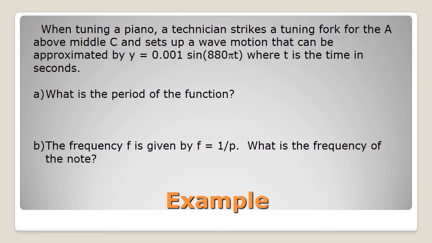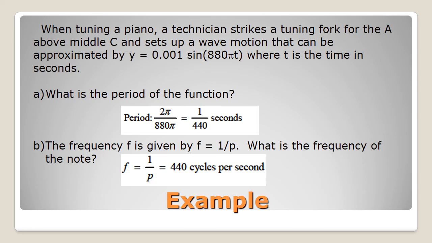When tuning a piano, a technician strikes a tuning fork for the A above middle C and sets up a wave motion that can be approximated by 0.001 sine of 880 pi t, where t is the time in seconds. Find the period. The frequency is the reciprocal of the period. What is the frequency? Pause the recording, give this a try, and resume to check your answer. Okay, the period is 2 pi over 880 pi, which is 1 over 440 seconds. Very fast vibration there. And the frequency would be 440 cycles per second. In other words, in 1 second, that tuning fork has vibrated 440 times.